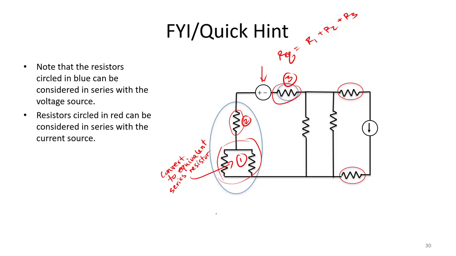And remember, the items don't necessarily have to be right next to each other to be in series. We see that these two resistors on the right, circled in red, they are in series with the current source. We see that both of them must experience the same current as our current source.